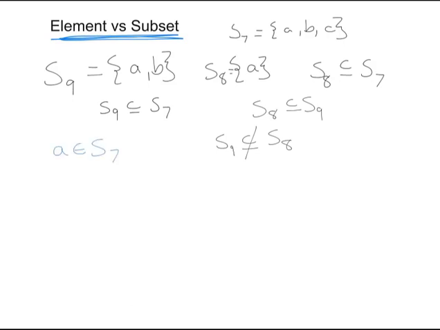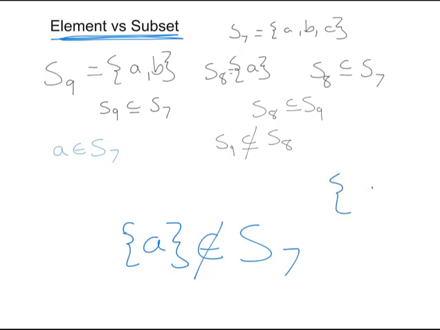Okay, let's try something else. Is the set containing A an element of S7? This is an element of this, if the thing on the right is a set, well, it is. And if this thing appears inside of this thing, so this is an A in a bag, I say, is there an A in the bag inside of S7? No, there is not. So the set containing A is not an element of S7. Having said that, we know that the set A is indeed a subset of S7, right? Because now we've got a set on the left, a set on the right, and everything that's in here is also in here.